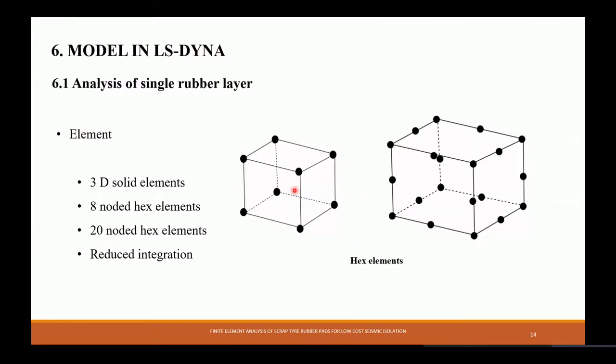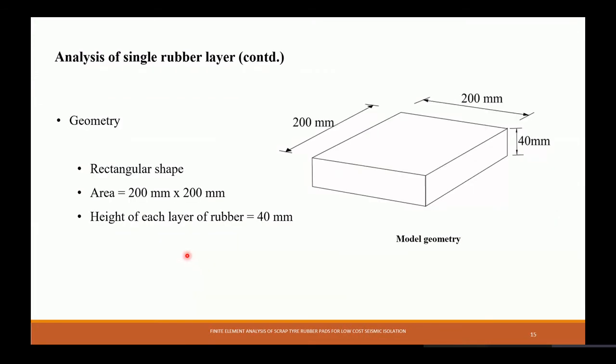The model was created in LS-DYNA. Solid elements were used, both 8 noded hex elements and 20 noded hex elements, with reduced integration techniques. And this is one layer of the rubber, 200 by 200.